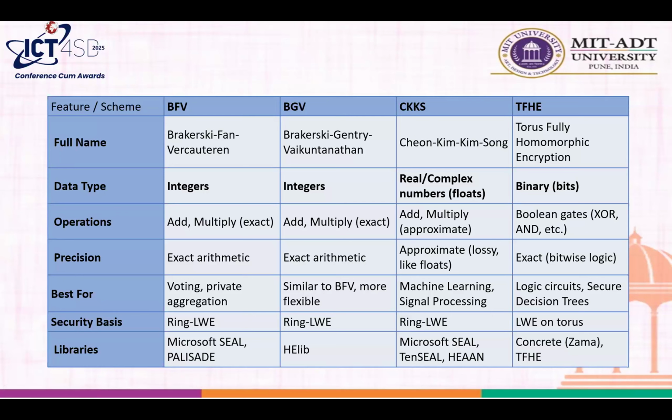And the libraries, as said in my paper, like Microsoft SEAL and PALISADE, are the ones using this scheme. These schemes form the basis of homomorphic encryption. In the same way for BGV, the major libraries we depend on are HElib, Microsoft SEAL, TenSEAL, and Concrete Zama.